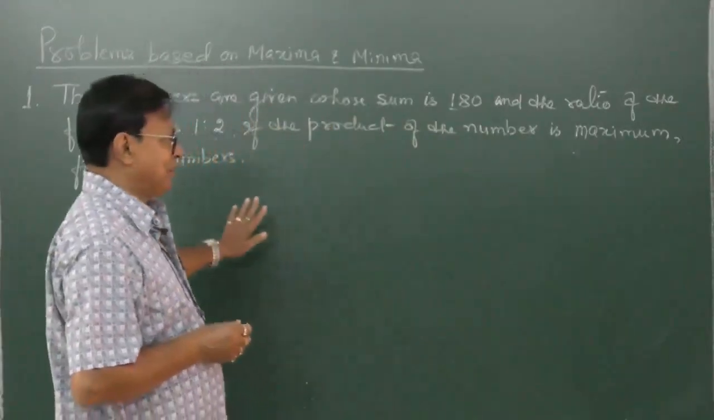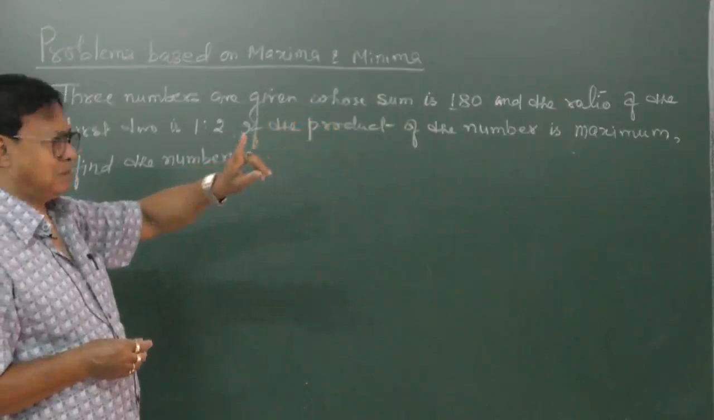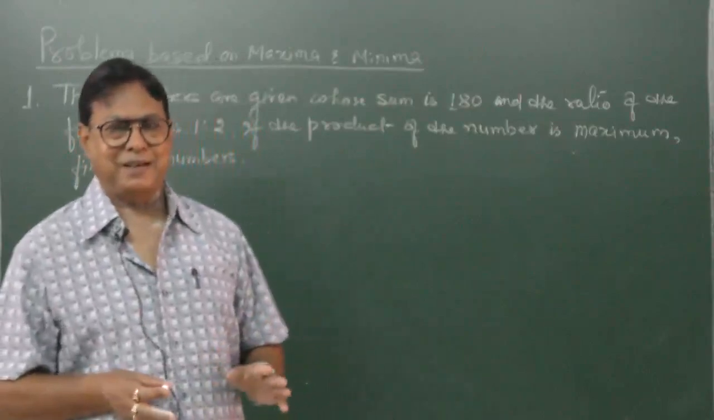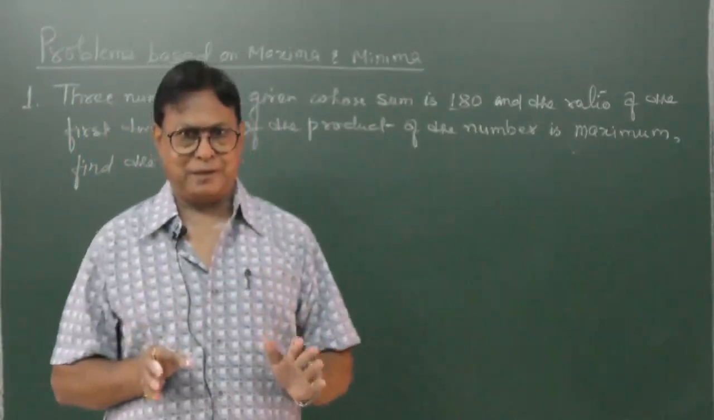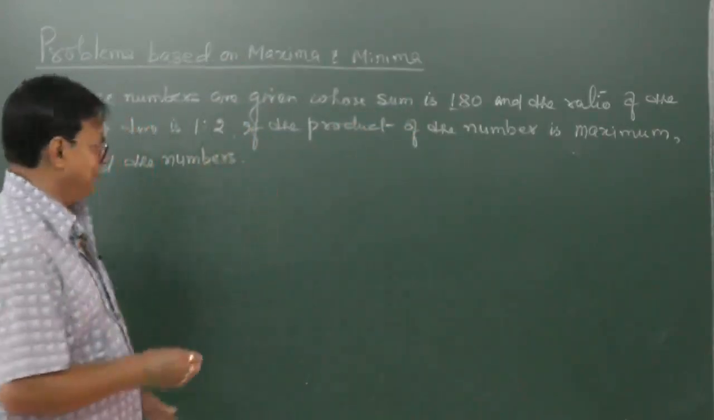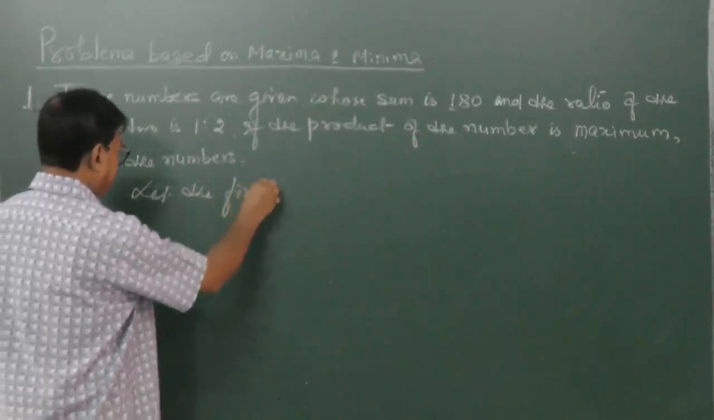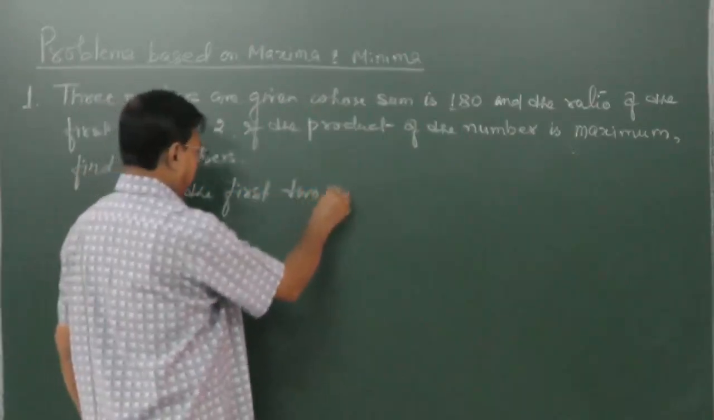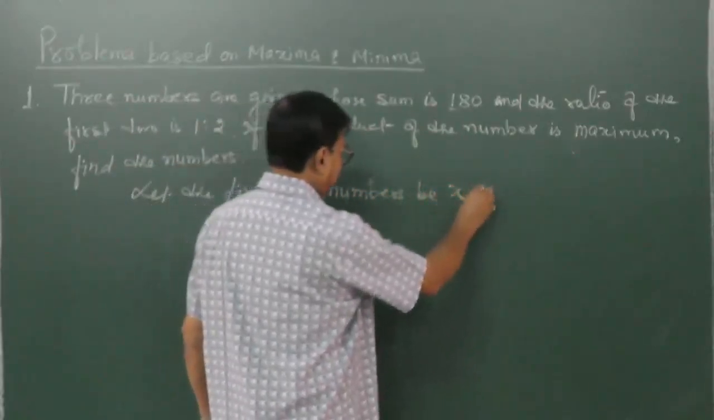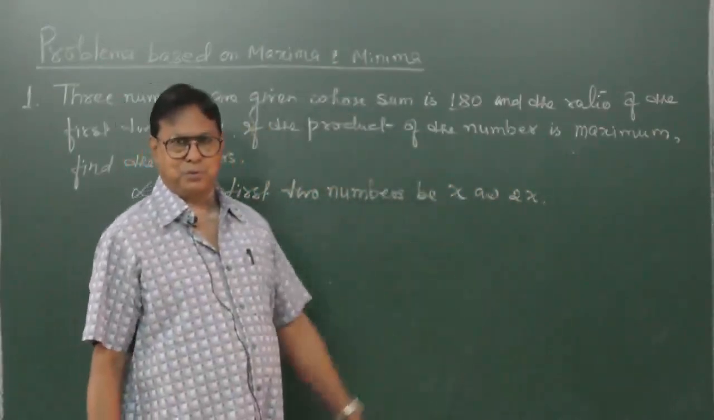So here it says three numbers are given whose sum is 180. So normally as you see the first line, three numbers given, you take x, y, z, right? And then x is to y is 1:2. We don't do that, right? Here it says the ratio of the first two is 1:2. So the first two numbers are x and 2x, the variable remains the same. The numbers are in the ratio 1:2.